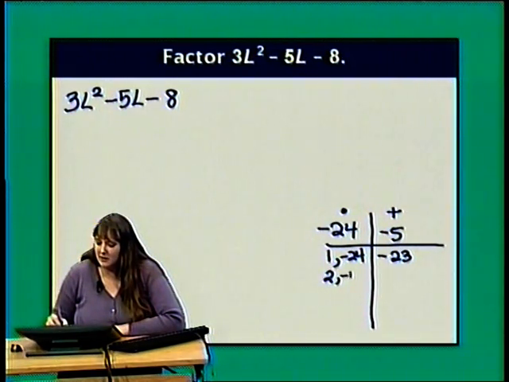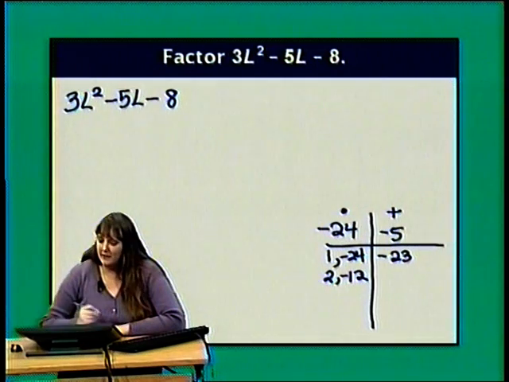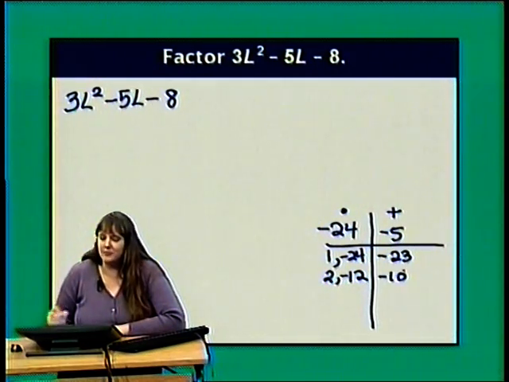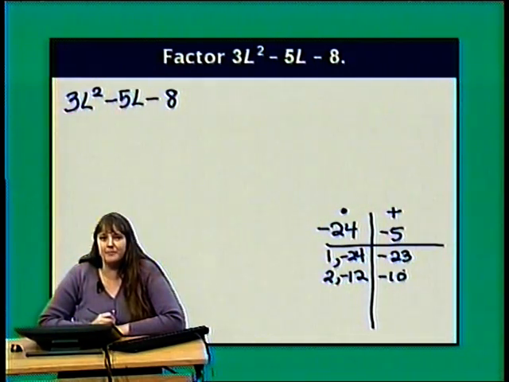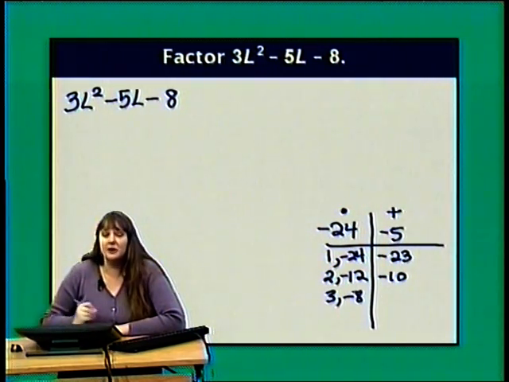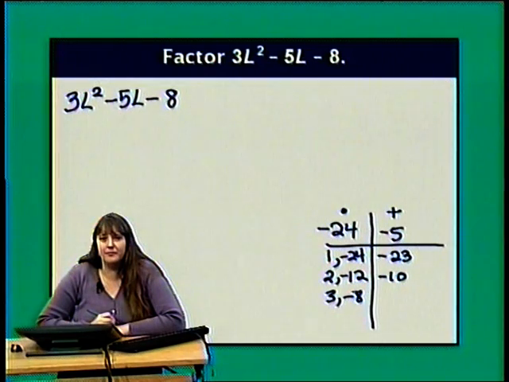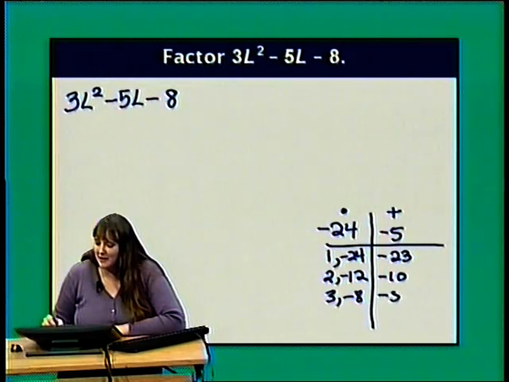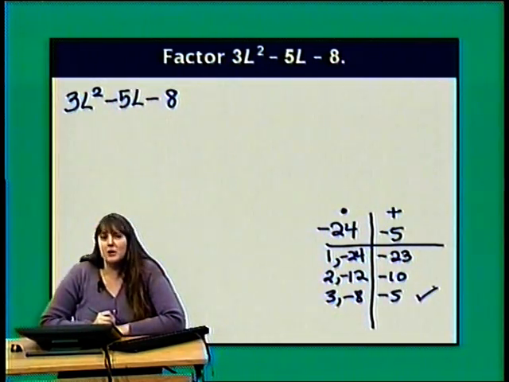2 times negative 12 is negative 24. That has a sum of negative 10. That's also not going to work for me. 3 and negative 8 have a product of negative 24. Here's a sum of negative 5. That's what I wanted. So I'm going to break up that negative 5L as 3L minus 8L.